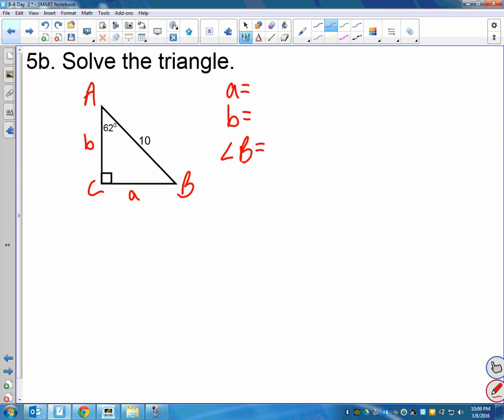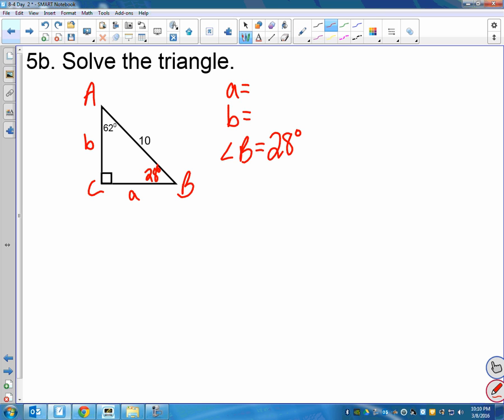Which one's going to be the easiest to solve for? The angle, right? Because just like the last one, if I know 2 angles, what can I do to find the third angle? I can just subtract from 180, right? 62 plus 90, subtract from 180, and we get 28 degrees. Check if that works. All right, so you can at least get one thing there.